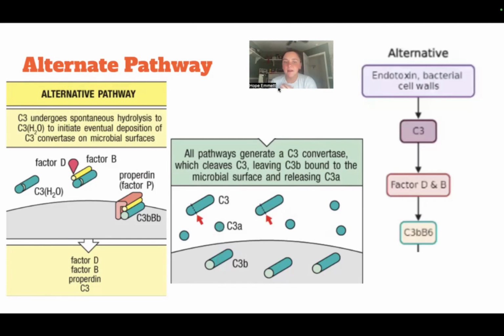Once stable, C3bBb rapidly cleaves more C3, releasing C3a that drives inflammation and producing additional C3b for opsonization. This creates a powerful amplification loop, coating the pathogen with C3b and ensuring strong recognition by phagocytes. As C3b accumulates, the system progresses to the C5 convertase, leading to formation of the membrane attack complex, which lyses the pathogen. The key takeaway is that the alternate pathway provides a fast, antibody-independent first line of defense against microbes.